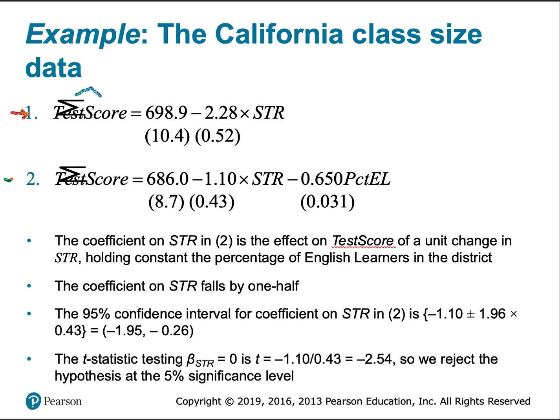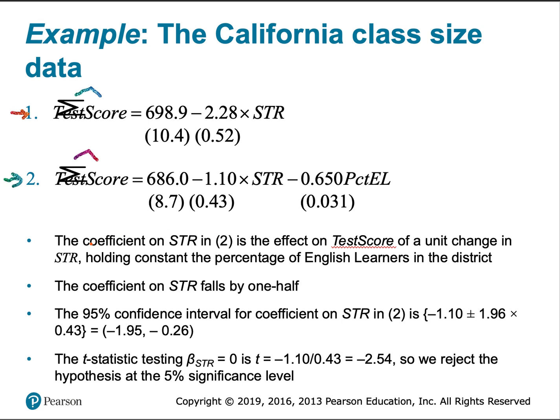In the second equation, we include the percent of students learning English. So now we are in the multiple regression model. The predicted value of the test score is equal to 686 minus 1.1 times the student-to-teacher ratio minus 0.65 times the percent of students learning English. The standard error of the intercept is 8.7, the standard error of the coefficient on the student-to-teacher ratio is 0.43, and the standard error of the coefficient on the percent of students learning English is 0.031.